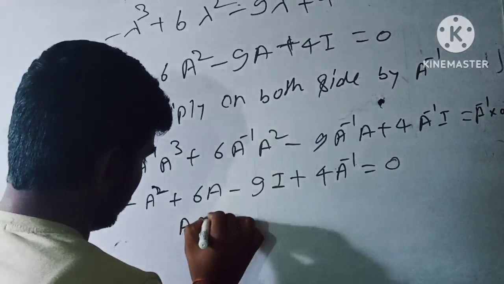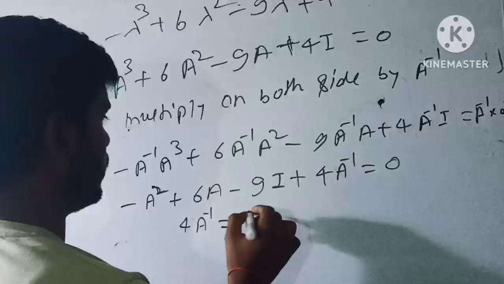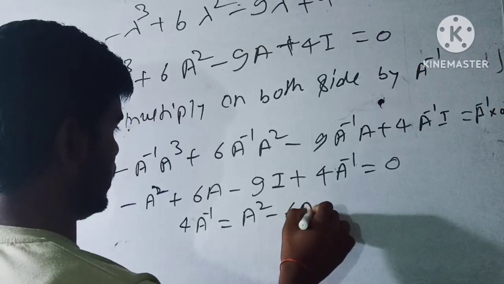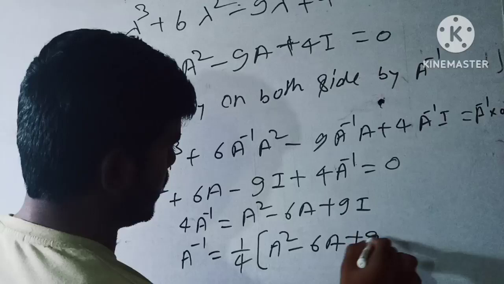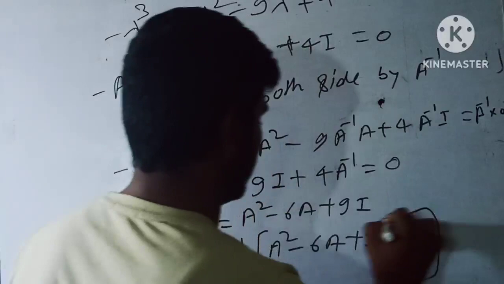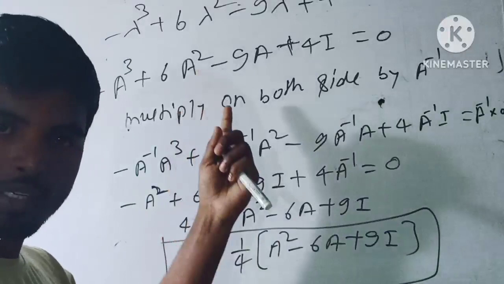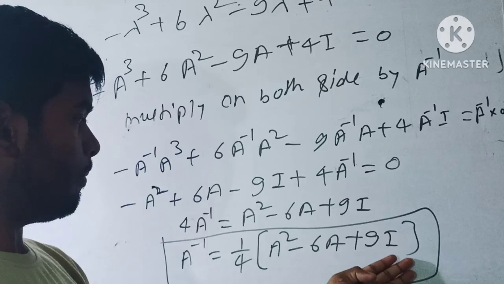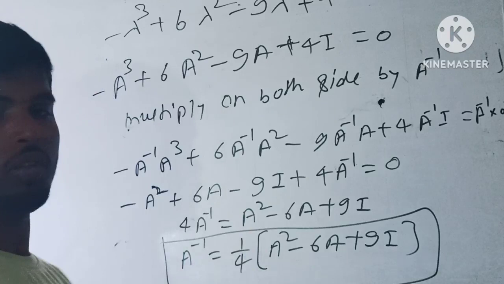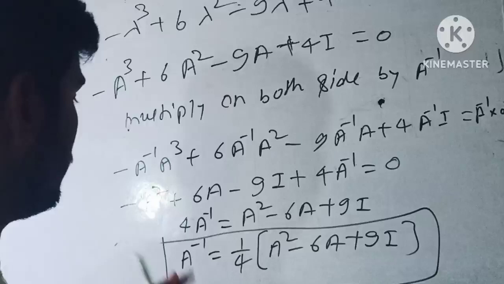So 4 A inverse is equal to A square minus 6 A plus 9 I, right? Now A inverse equal to 1 by 4 times A square minus 6 A plus 9 I, right? This is the A inverse. Now we will find the A square of that matrix and 6A and plus 9I. Then all these matrices divided by 4 will be the A inverse of that square matrix, right? So now we will find the A inverse, right?